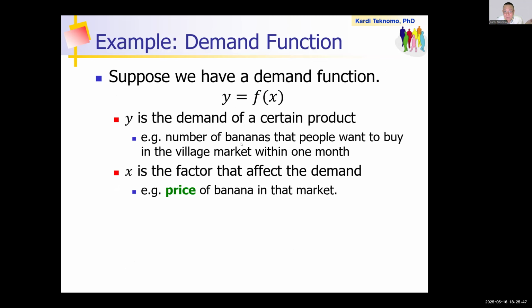A simplified version is this example of a demand function. So y in here is the demand of a certain product. X is the price, for example, the price of banana. So you have the demand function of banana. This function can be linear, non-linear, it's up to you. The y here represents the demand. That means the number of bananas that people want to buy in that village within a certain month.